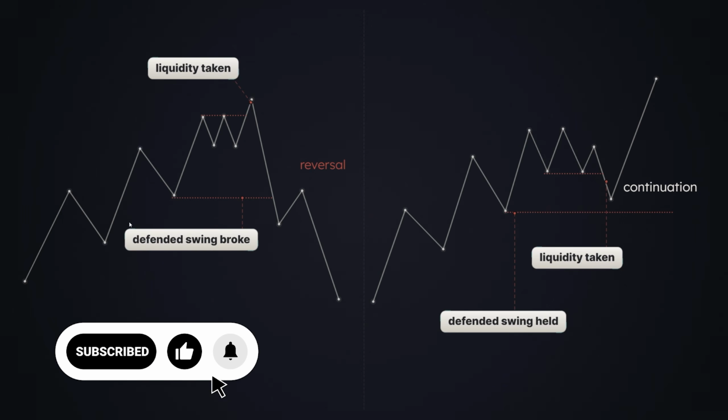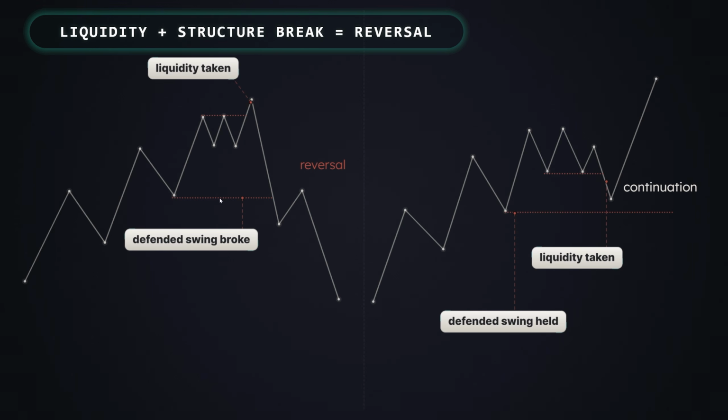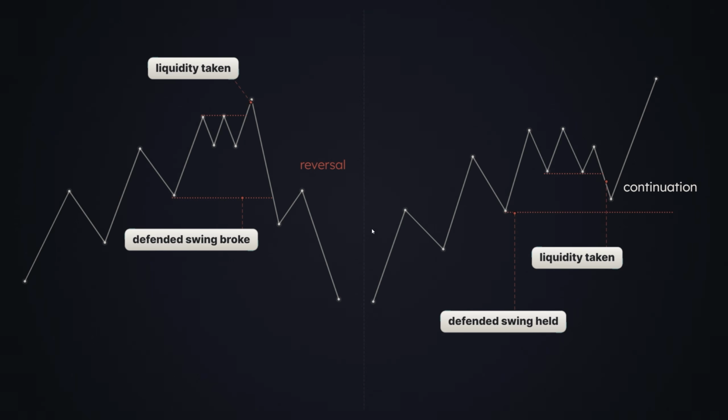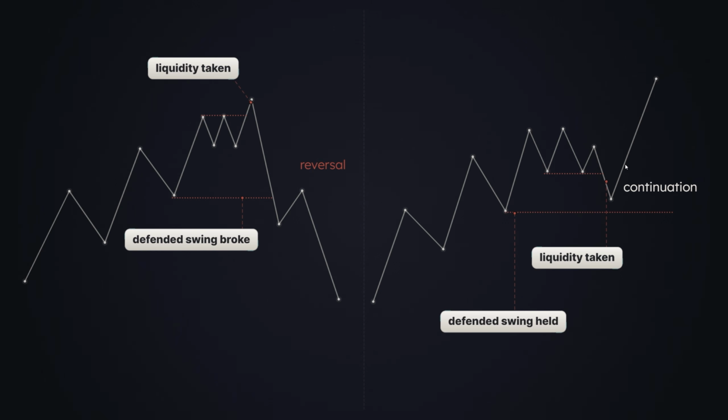In a reversal, liquidity gets taken and the larger structure breaks against the old trend. In a trend continuation, liquidity gets taken inside the trend, but the larger structure stays alive. This bearish continuation looks like a reversal for about 10 minutes, and that is why it traps people.